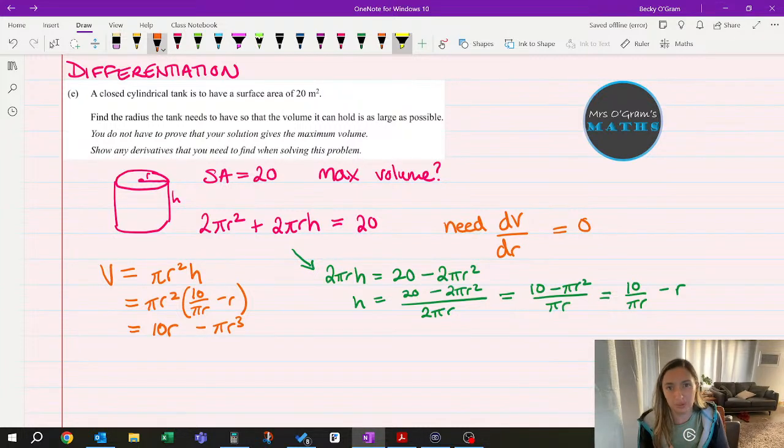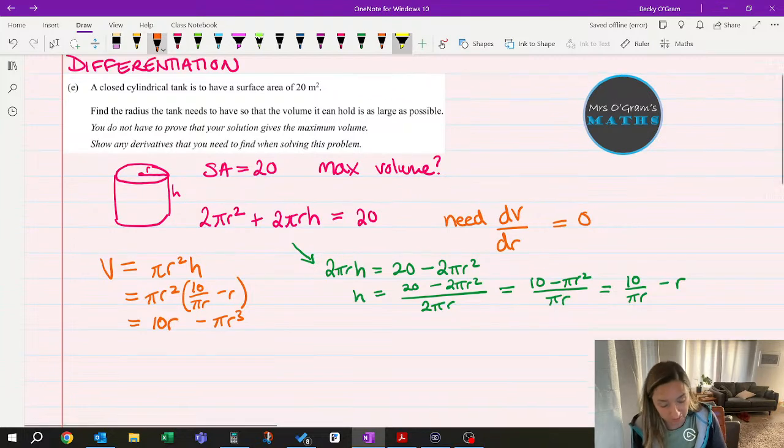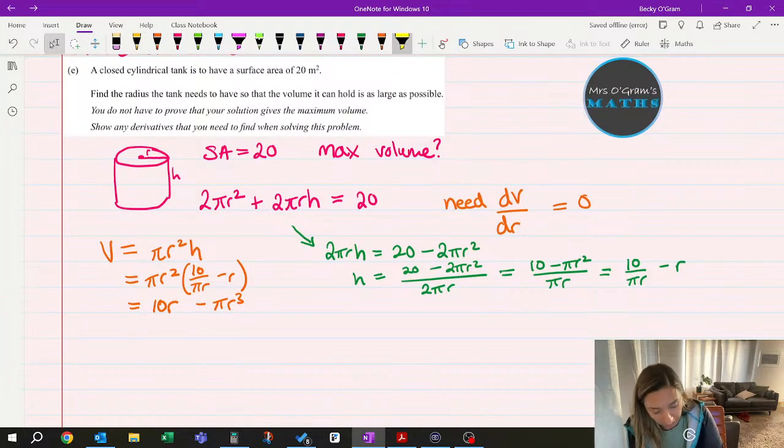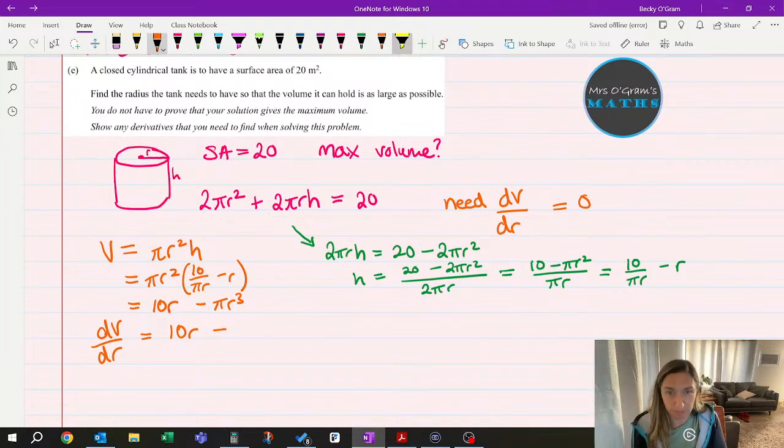Okay, now finally we're in a point where we can actually differentiate v with respect to r. So dv by dr, well, 10r will differentiate to 10, and pi is just a number, remember, so we bring the 3 down and reduce the r power by 1.